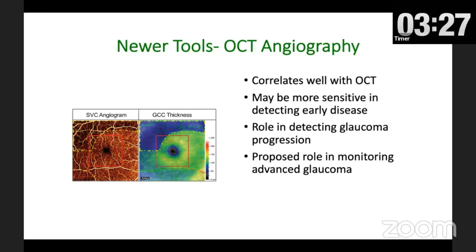Sometimes in some cases, we might even find it more sensitive, which means that we can pick up changes on the OCT angiography maybe a little earlier than OCT, which can be a helpful tool in detecting progression in such eyes. And there are some studies telling us that in advanced disease also, OCT angiography can bring about a little more information where regular imaging might not be enough to detect progression.